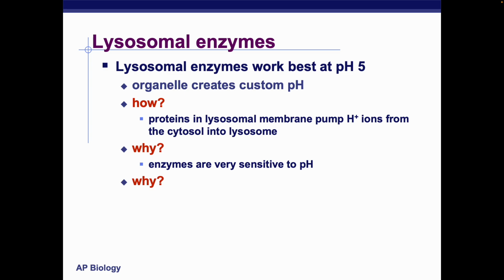And why do we need to do this? Well, enzymes are very sensitive to pH. They denature from pH changes and temperature changes. To make sure an enzyme doesn't denature, we need to make sure the enzyme's environment is suitable for its function.